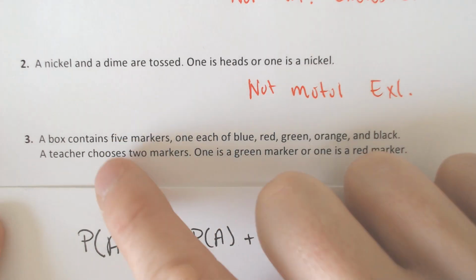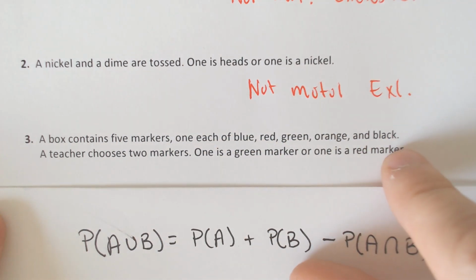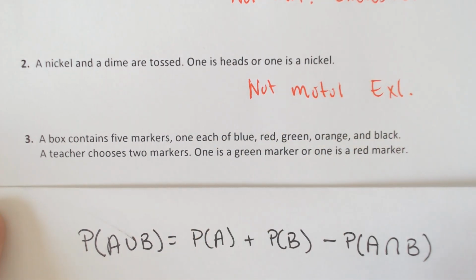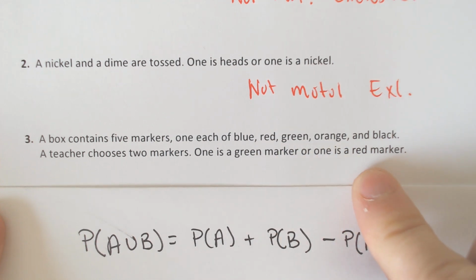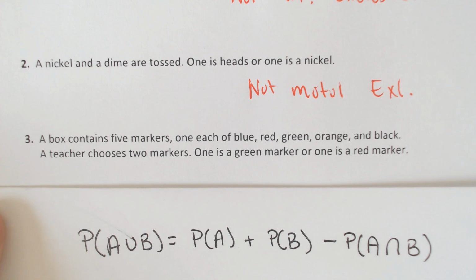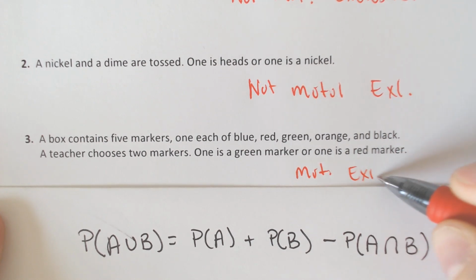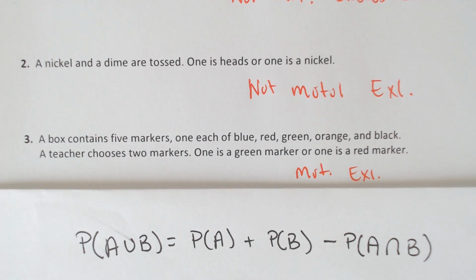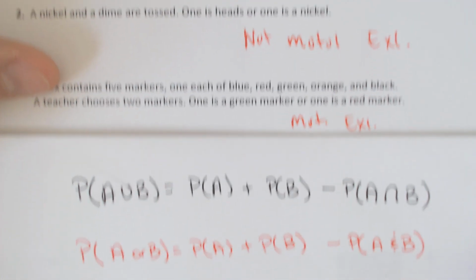Last one, we got a box of 5 markers. One is blue, red, and so on. Is it possible in one singular event to get a green marker and a red marker if you're just picking one marker out? And the answer is no. This would be considered mutually exclusive. You cannot have a red-green marker. Well, not in this case. They do make markers that are both red and green, but it's kind of like two markers put into one.